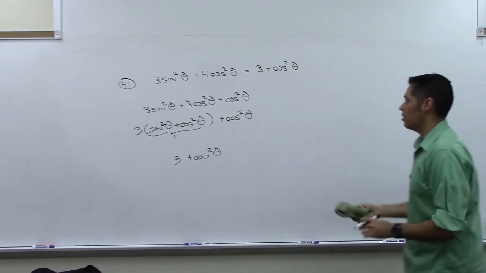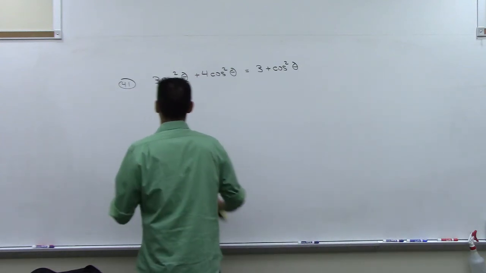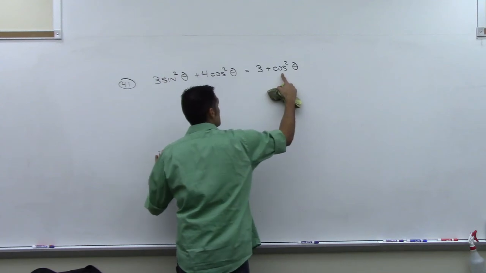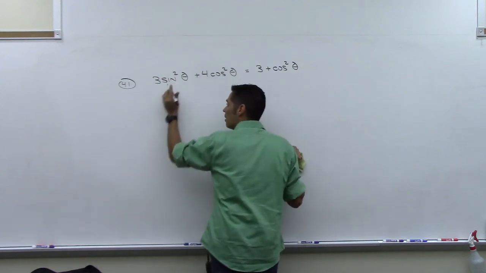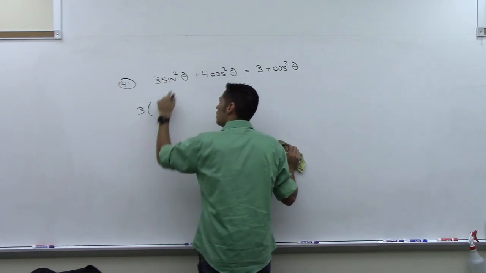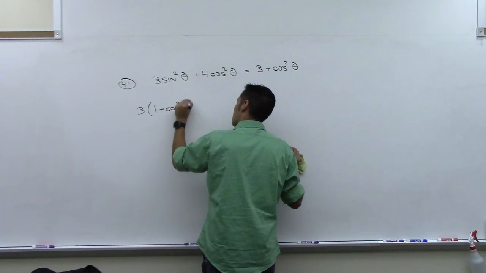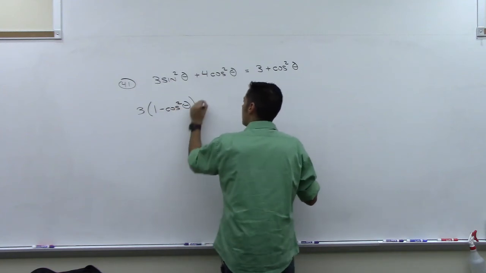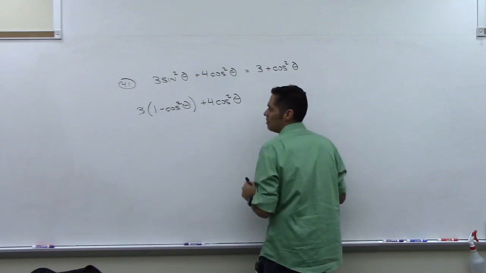Another option, let me just show you another quick option of this one. And this is what I was initially thinking: I want my answer to have cosine squareds. I've got cosine squareds. I don't like this sine squared being here. So what I can do is rewrite sine squared theta as 1 minus cosine squared theta. That's using the Pythagorean identity. Plus 4 cosine squared theta.